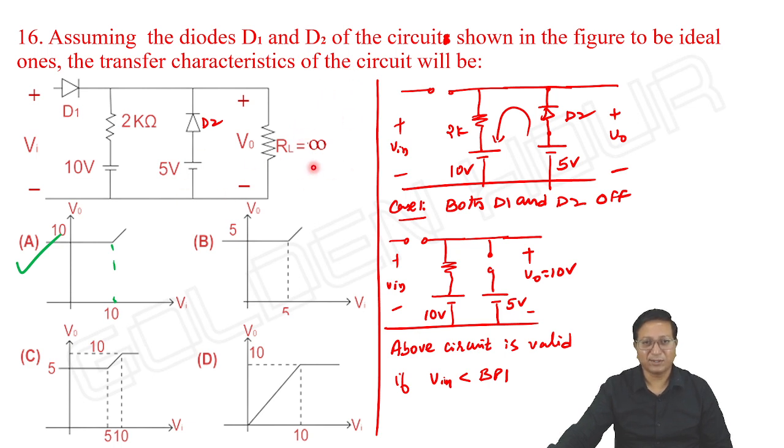But if I connect a load resistor of some 1K, then what happens? Right, in this particular problem, D2 never conducts. D1 doesn't conduct for input less than 10. About 10 volts, D1 is on. And D2 is always off. And there is no point of looking at this 5 volts as my output or breakpoint.